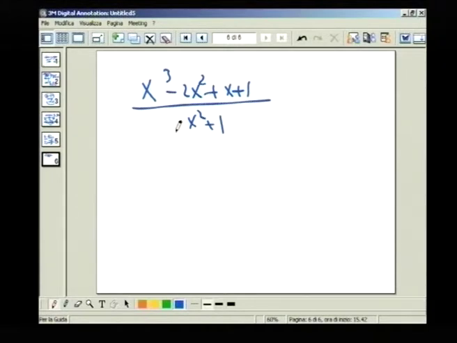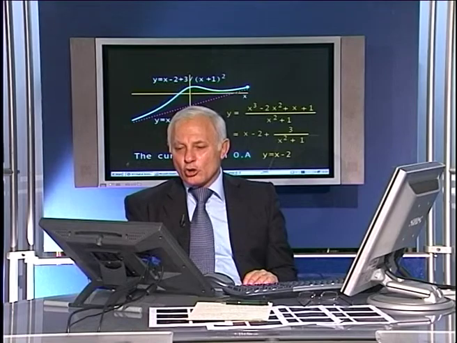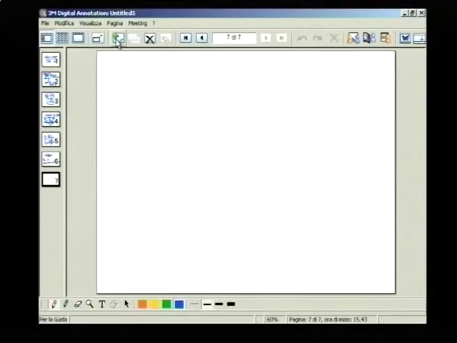Why? Because when you take the limit as x tends to infinity, you get infinity. How would I know that? Because the degree of the numerator is greater than the degree of the denominator. So when you take the limit as x tends to infinity, you find infinity. But when the degree of the numerator is higher by 1 than that of the denominator, here you have 3 and here you have 2, then you are sure that there is an oblique asymptote.